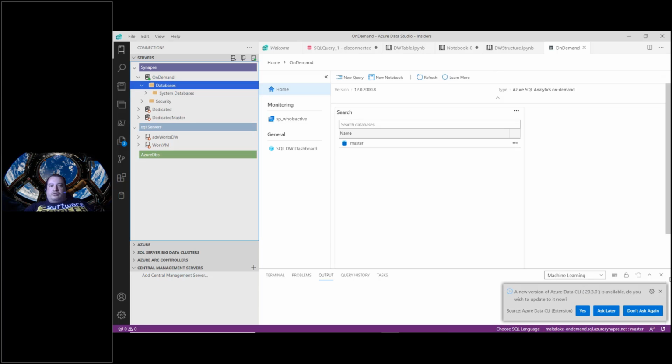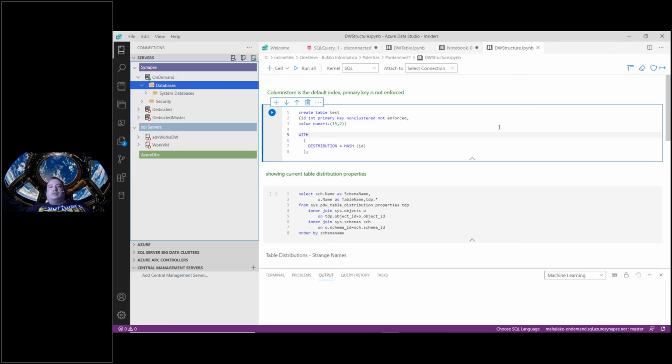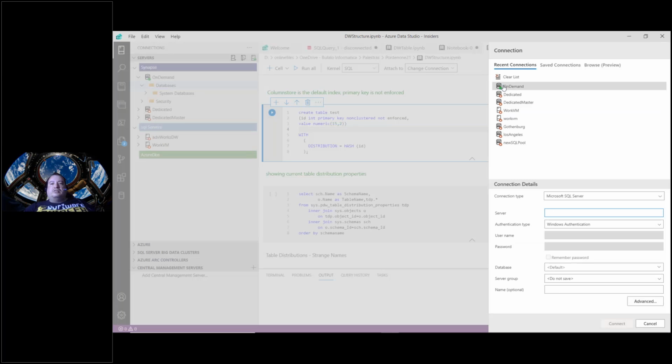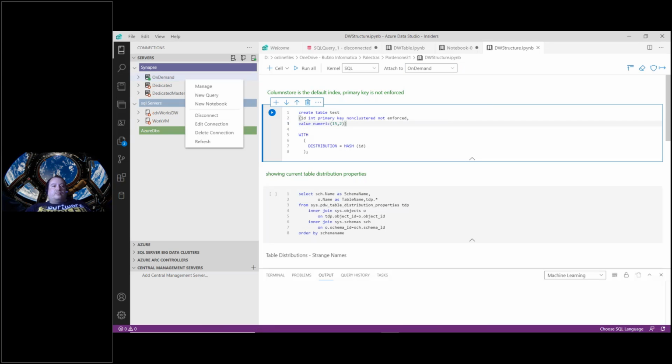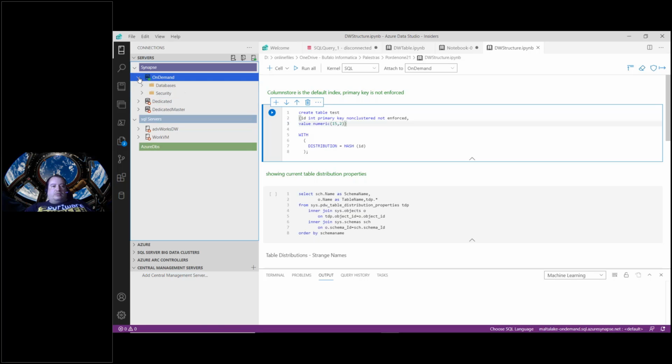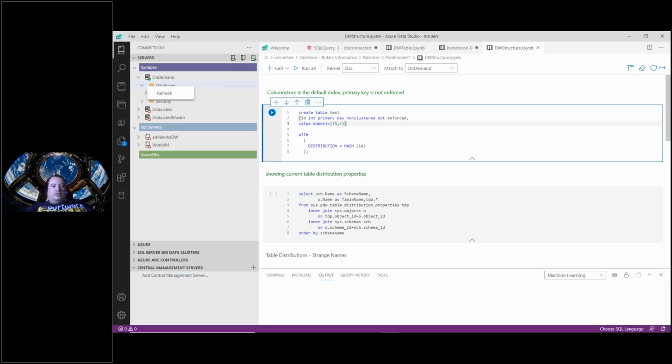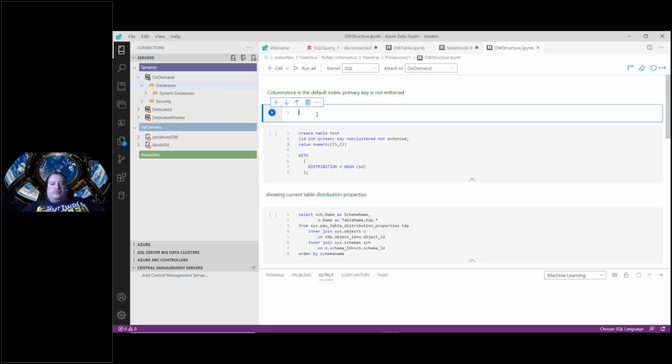Azure Data Studio has some special configurations for Synapse. It doesn't mean it's completely prepared, because in fact it's not, but it helps a bit. So I'll define the connection to the on-demand SQL pool. Let me refresh the on-demand SQL pool, because I want to see the tables. Okay, I'll create the table test, but I know the table test is already there because I was testing this before. So I'll drop table test just to ensure that the table doesn't exist anymore.